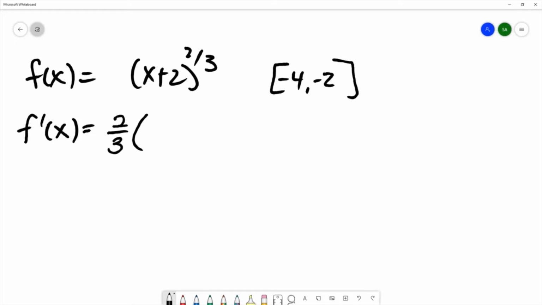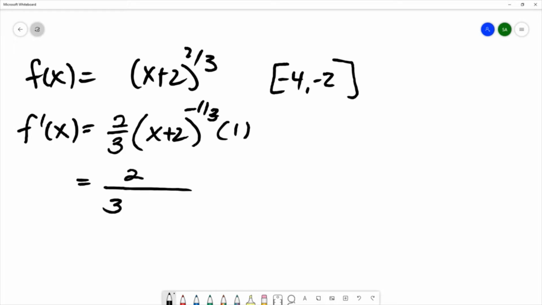We'll bring the power down, leave the inside alone, take 1 away from the power, and chain by multiplying by the derivative of the inside. So we have, if we simplify this, 2 over 3 times (x + 2) to the 1/3 power.